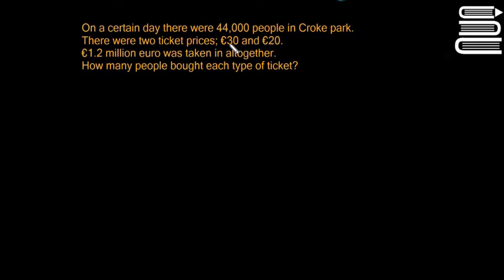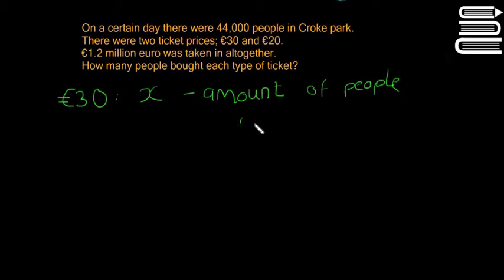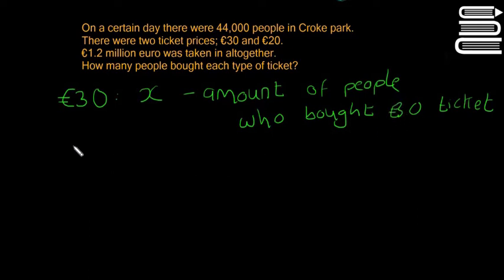So there were two ticket prices, €30 and €20. So we're going to say anyone who bought a €30 ticket, okay, they are x, okay? So we'll say the amount of people who bought €30 tickets. Okay, so you can see that.